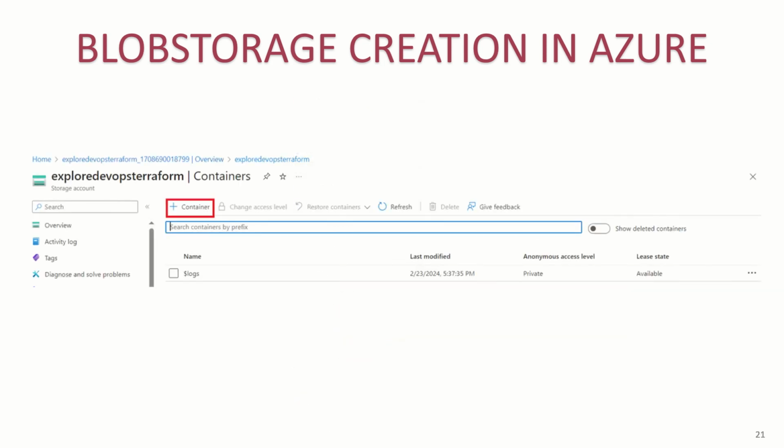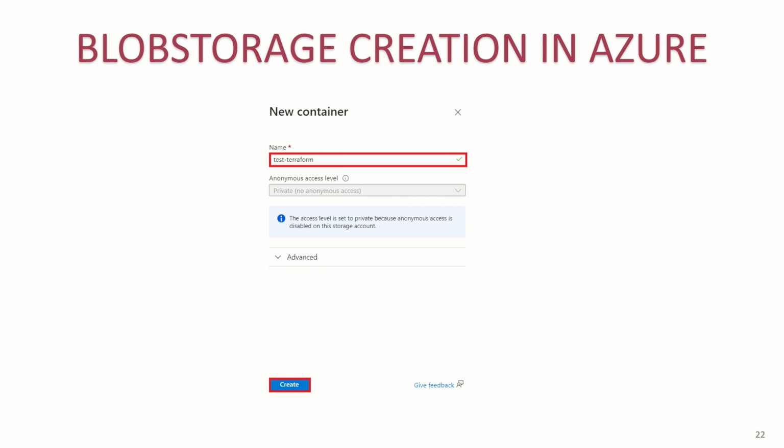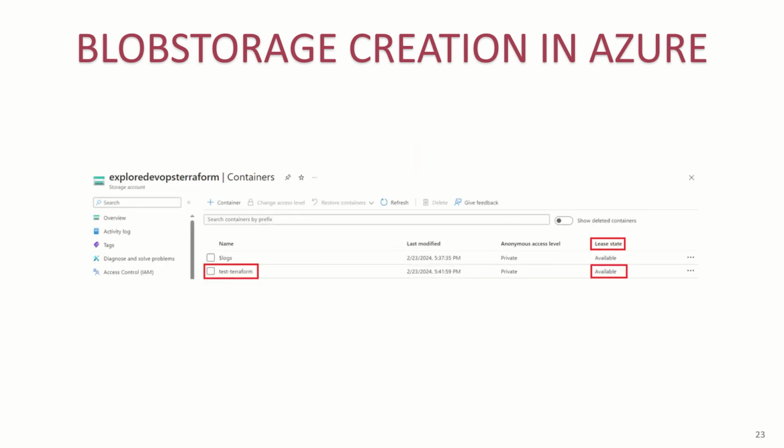Then we'll click on the container plus icon that is showing on the top, and then we need to give the name of the container. We can give any name. As of now I'm giving test-terraform, so that is okay. And after completing that, we can click on the create button. Once this is done, we can see that this is the container. Inside this container, our blob will get stored, meaning our terraform.tfstate file will get stored. And this is the provisioning that we need to do manually. As of now, we can see on the right side, lease state is available, so it means this container is ready to take blobs.